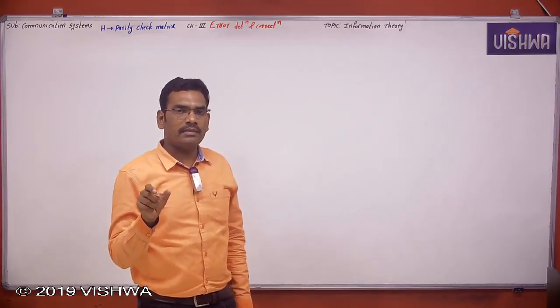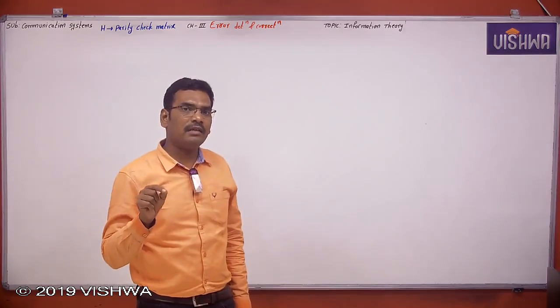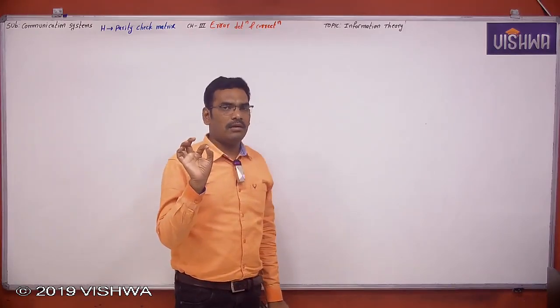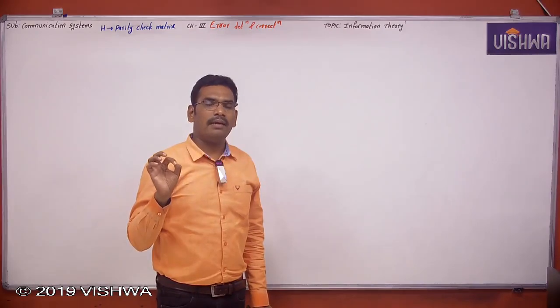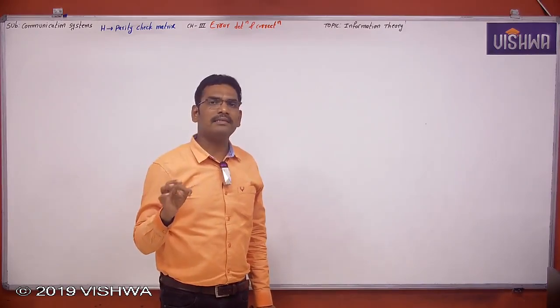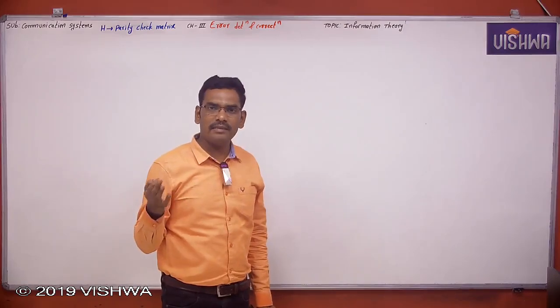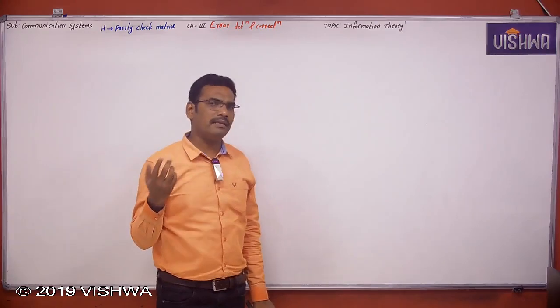Whatever the syndrome matrix is showing, see that value in which particular row of the H transpose matrix it appears. Suppose that is the third row. Then the error is in the third bit. If it is a 0 in the third bit, you can rectify it as 1. If it is 1 in the third bit, you can modify it into 0.